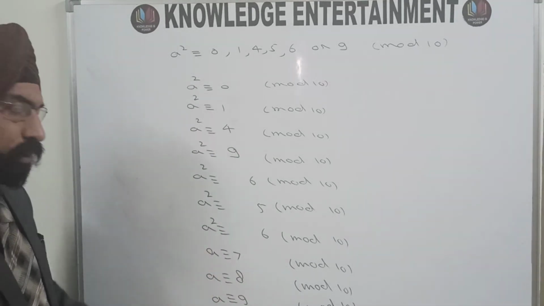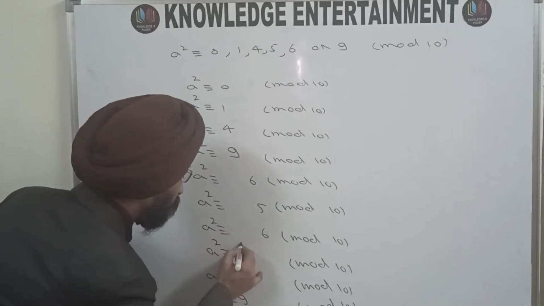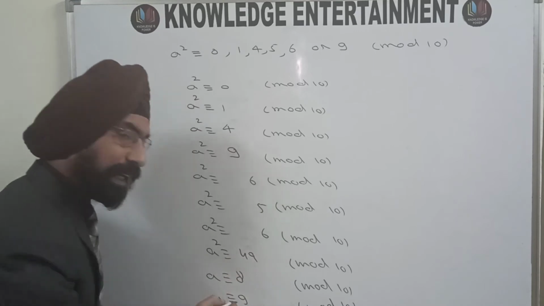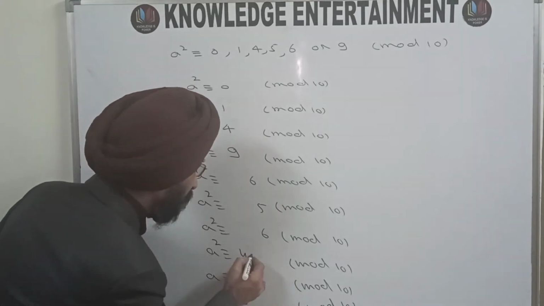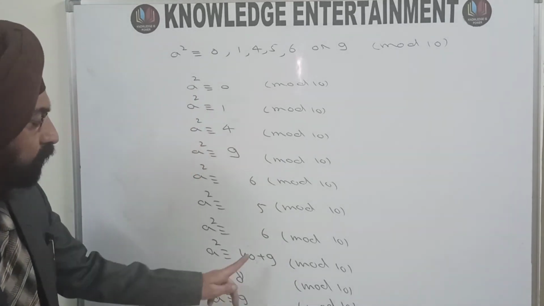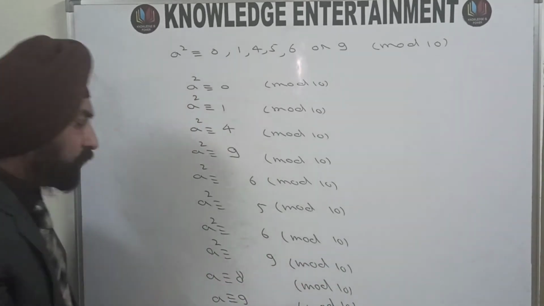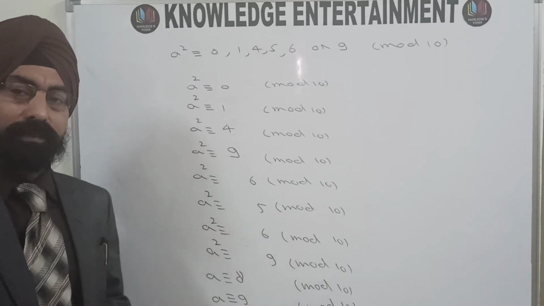If a is congruent to 7, a square is congruent to 7 square, and 7 square means 49, and 49 you can write as 40 plus 9, and once again 40 being a multiple of 10 can be removed, so you are left with a square is congruent to 9 modulo 10.